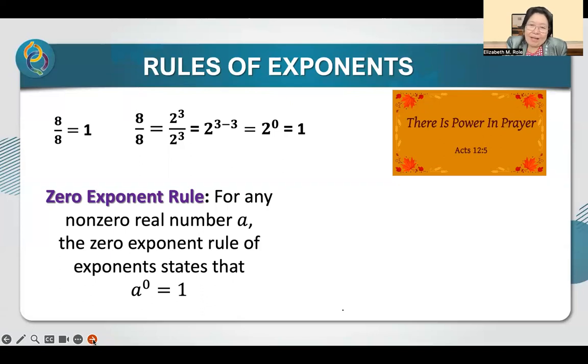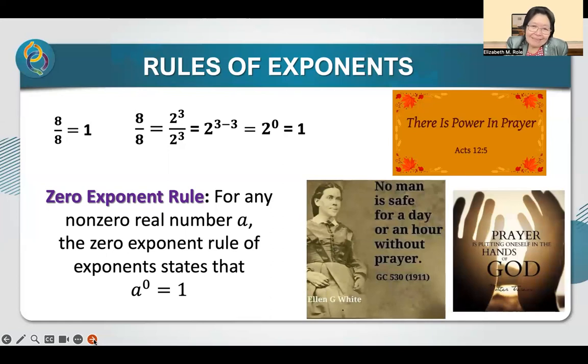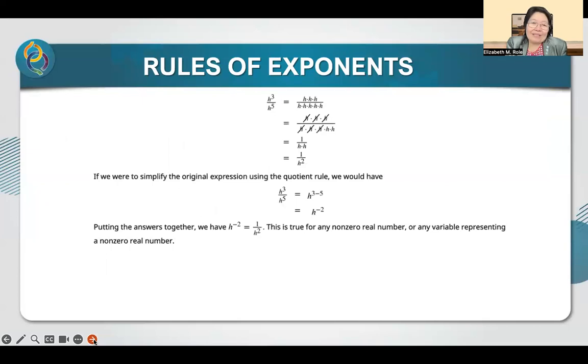And so I just want to remind us of what Ellen G. White is saying: no man is safe for a day or an hour without prayer. The reason is because you will just be alone. And of course, we know that prayer is putting oneself in the hands of God. So that's one thing on the zero exponent rule. Just remember that anything you see with 0 power will be equal to 1. Okay, so now let's continue.